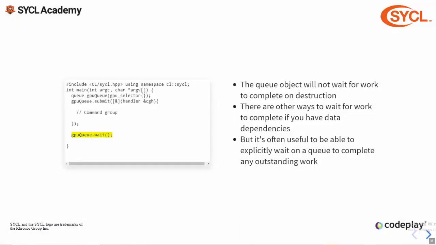A queue object will not automatically wait for submitted work to complete when it's destroyed. There are other ways to wait for work to complete if you have data dependencies, and we will cover this in a later lecture, but it can also be useful to explicitly wait on the queue to complete any outstanding work. You can do this by calling the queue's wait member function.